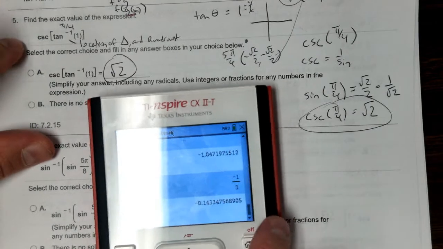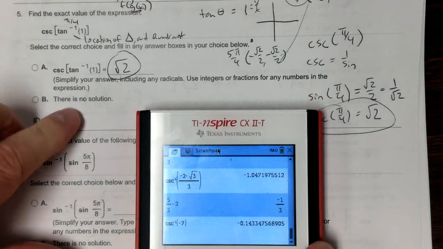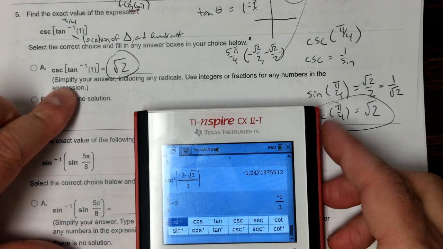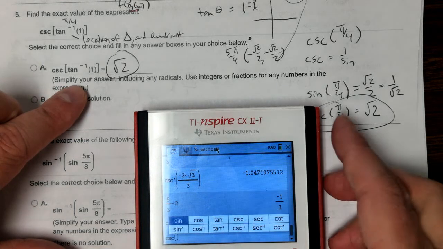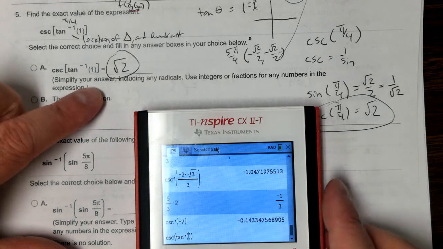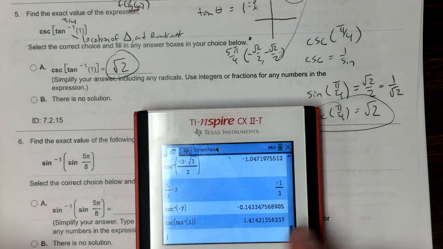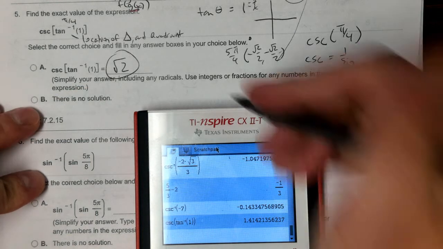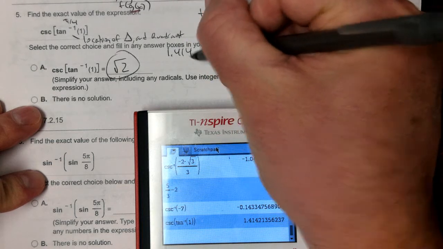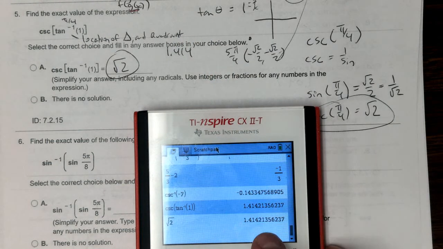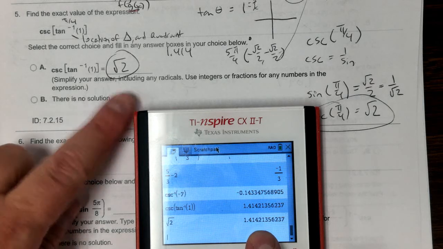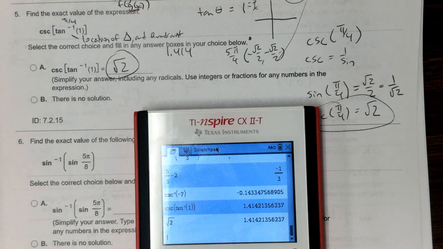So on this one, if we did cosecant of inverse tangent of 1, we get 1.414. And if we do square root of 2, that's also the 1.414. And so that's how you know you did it right.